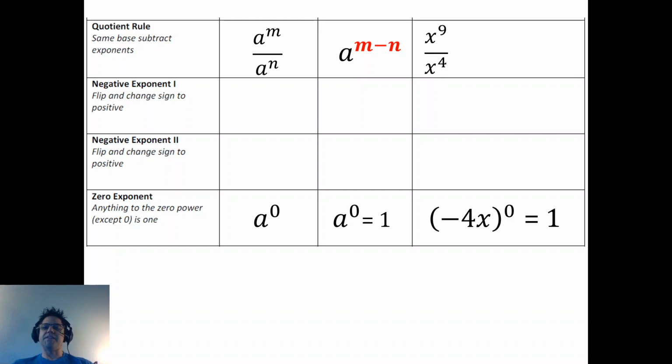So if you notice, you've got the same base of x, a 9 and a 4. So if you were to subtract them, you get an exponent of 5.